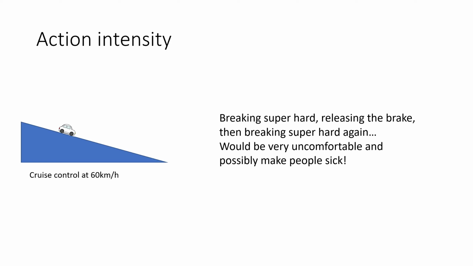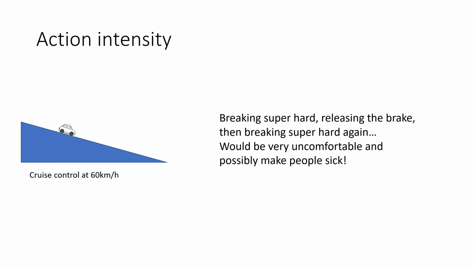Another important aspect of control loops is action intensity. So whenever the control loop decides to take a decision, for example, the car is going down a slope and the cruise control is set at 60 kilometers per hour. So it will decide to brake the car. But it can brake the car in many different ways. It can brake the car super hard and then release the brake. So when it brakes super hard, the car decreases its speed, say it gets to 50 kilometers per hour.